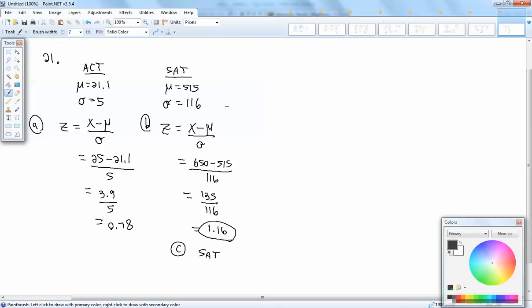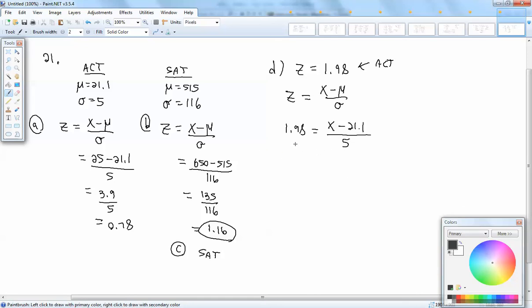Now Jose's ACT score had a z-score of 1.98. So they're telling us the z-score was 1.98. Then they want to know what is his score. Well, remember our formula is z is equal to x minus mu over sigma, and this is relative to an ACT score. So let's plug in what we're given. They tell us z is 1.98 equals x, what we're trying to find, minus mu, which was 21.1, over sigma, which is 5. Now we want to solve this. This is a linear equation.